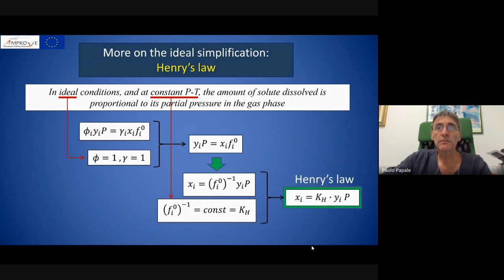By substituting, the amount of solute turns out to be given by a constant times its partial pressure in the gas phase. That's Henry's law, which is nothing else than an ideal form of the general equilibrium equation. The constant of proportionality between the solute and its partial pressure, kh, is called the Henry's constant, and it coincides with the inverse of the reference fugacity of the dissolved volatile, which takes a constant value at constant pressure temperature conditions. The attractiveness of the Henry's law is clear.